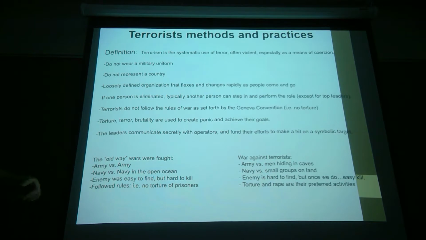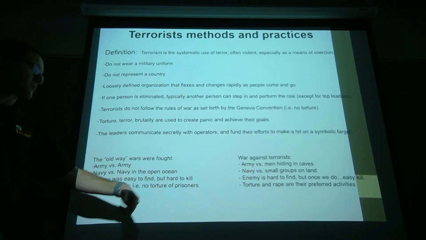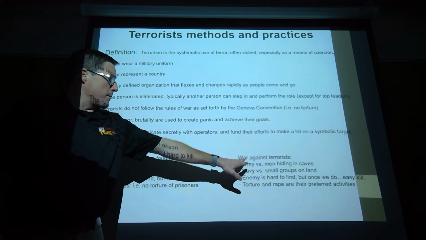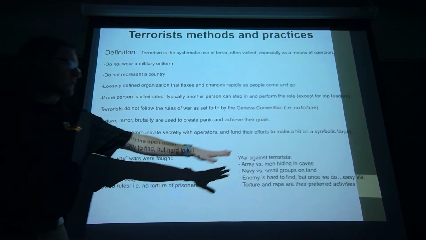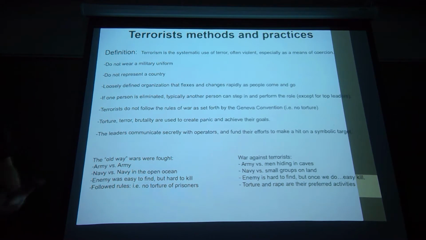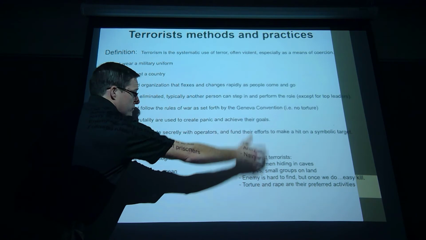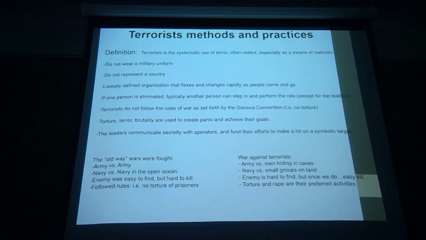The old way: army versus army, navy versus navy, open conflict, enemy was easy to find, hard to kill. You follow the rules, no torture, imprisonment. The new war against terror: armies are trying to find men in hiding. Navies are trying to find small groups on land. The enemy is very hard to find, but once we do, they're easy to kill. Once we find someone, typically they're not behind enemy lines. They're not in a tank, okay? So it's easy to kill here, but it's hard to find here. Torture, rape is their preferred activity. They try to do things to scare people, okay?